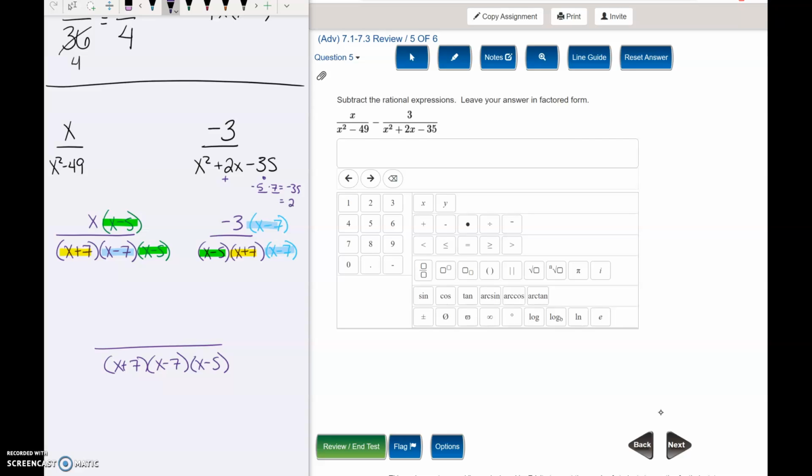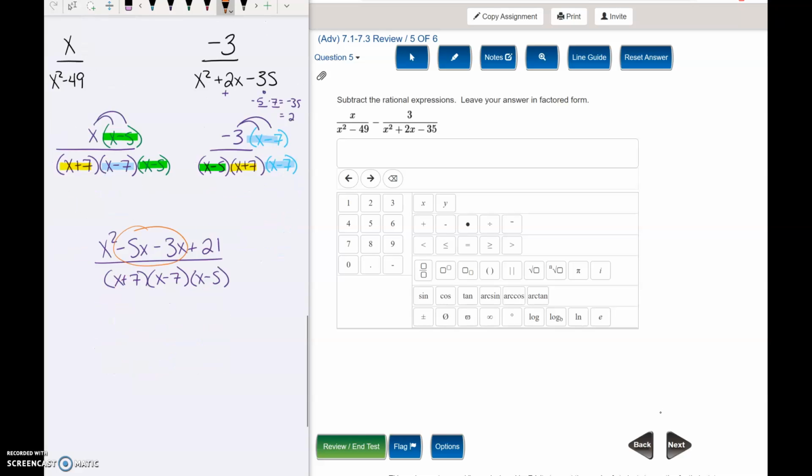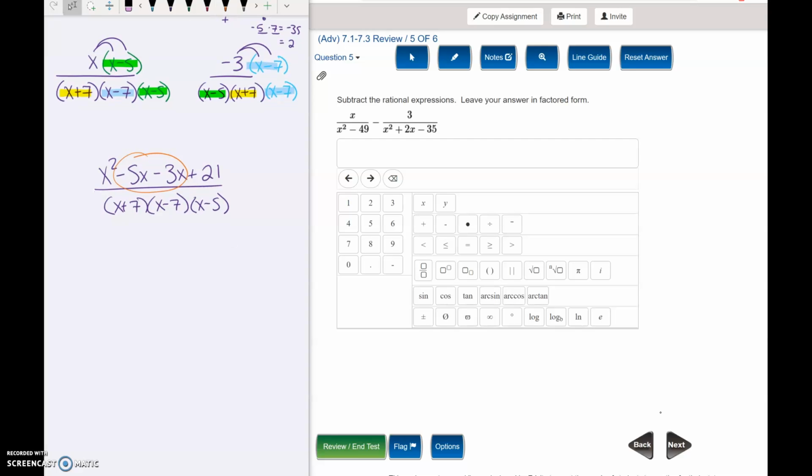So the denominators match. On the top, we have x times x minus 5. We can distribute. That's x squared minus 5x. And then negative 3x and positive 21. Now, why in the world am I saying, yes, multiply this one out when we haven't multiplied any of the others out? Because you have like terms here. When you multiply these out, we end up with these like terms in the middle, and we need to combine those to see if we can then factor it and cancel more stuff out.